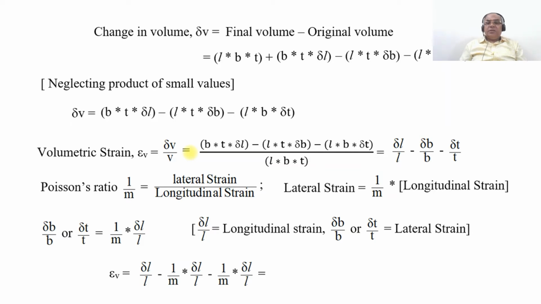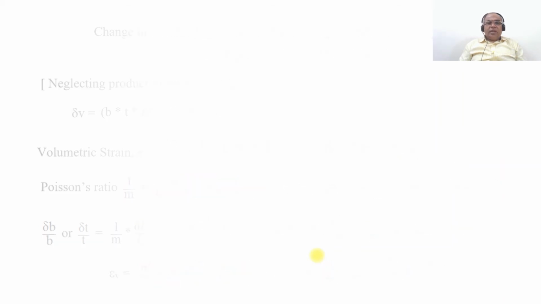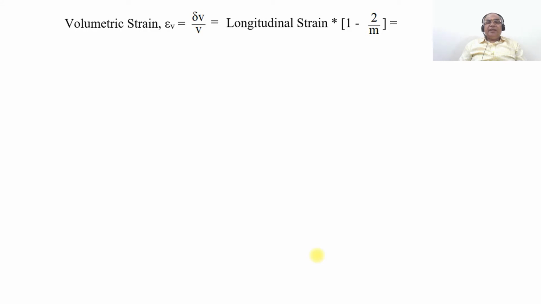Here we are substituting the value of the volumetric strain epsilon V. So delta L by L minus delta B by B, which is 1 by m into delta L by L, you substitute that, and minus delta T by T, again minus 1 by m into delta L by L. So that will be equal to delta L by L, you take out the common factor, 1 minus 1 by m into 2, that is delta L by L into 1 minus 2 by m. So then the volumetric strain epsilon V will be equal to delta V by V, that is longitudinal strain into 1 minus 2 by m.